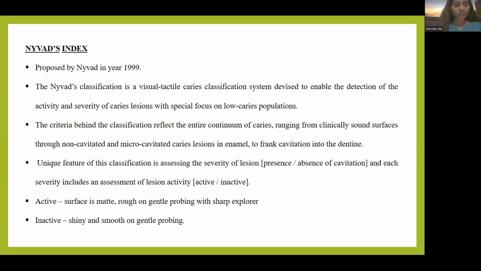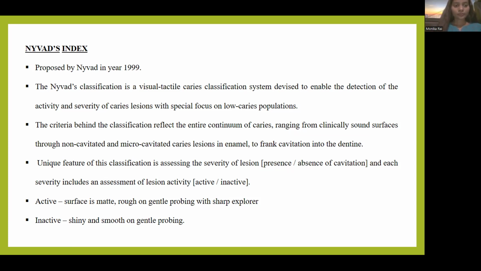The caries process. One thing we have to remember in Nevitt's index that the caries process at surface or tooth level is classified into 9 stages, and each severity stage from clinically sound surface through non-cavitated and microcavitated caries lesion in enamel to frank cavitation to dentine can be classified in double way as active or inactive. So must remember this thing in Nevitt's index.